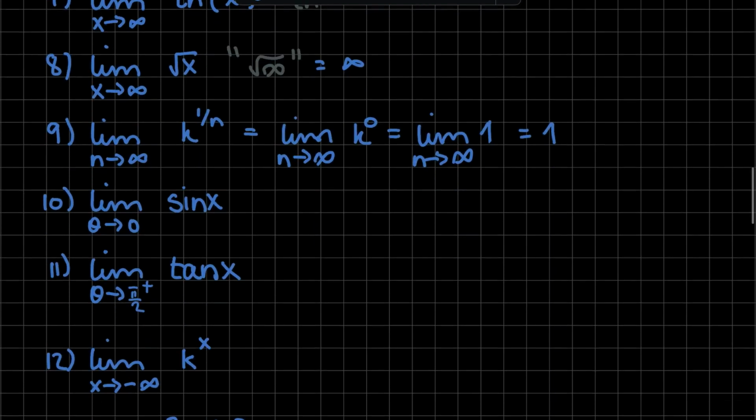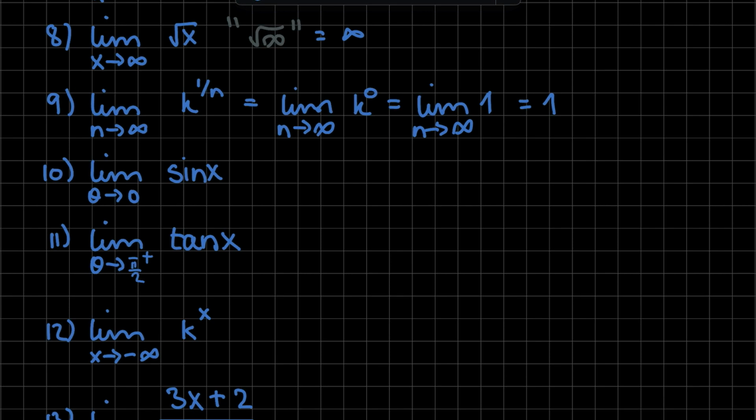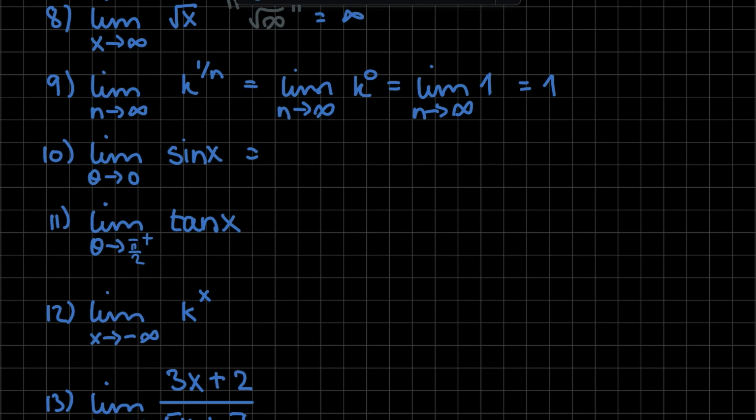Okay, let's move on to the next one. We have the limit as theta tends to 0 of sine of x. So if we imagine our unit circle, or the graph of sine of x, you would know that as theta tends to 0, sine theta would just be 0. And that's the case for theta approaching 0 from the left side and from the right side. And of course here it should be sine theta, actually, not sine of x.